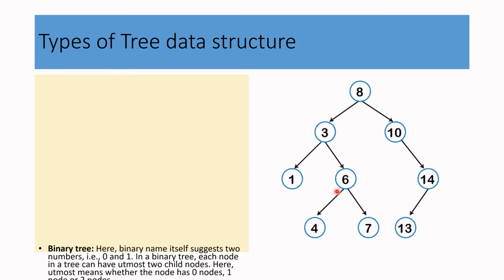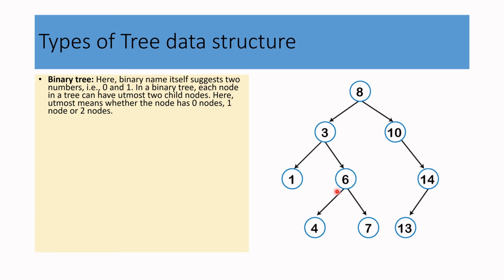Coming to another tree data structure, that is the binary tree. The binary tree itself suggests two, either 0 or 1. In a binary tree, each node can have a maximum of two children. So here each node has two edges. 8 has two children, 3 and 10. 3 has two children, 1 and 6. 6 has two children. And here you can see 10 has 14 and 13.